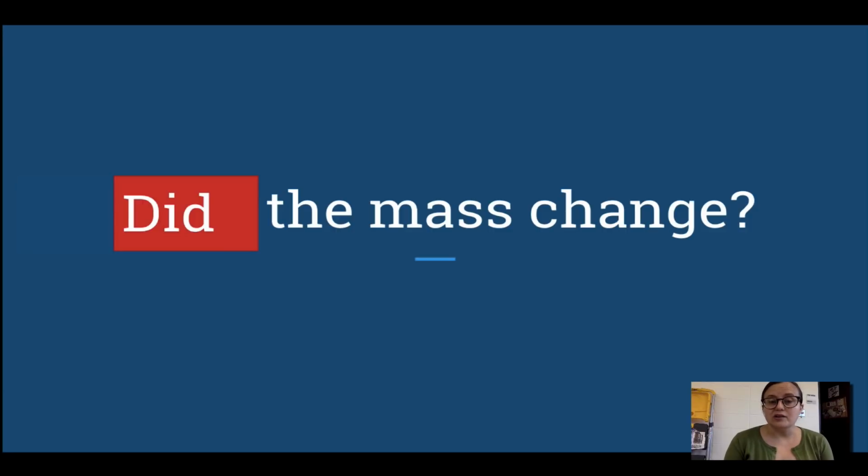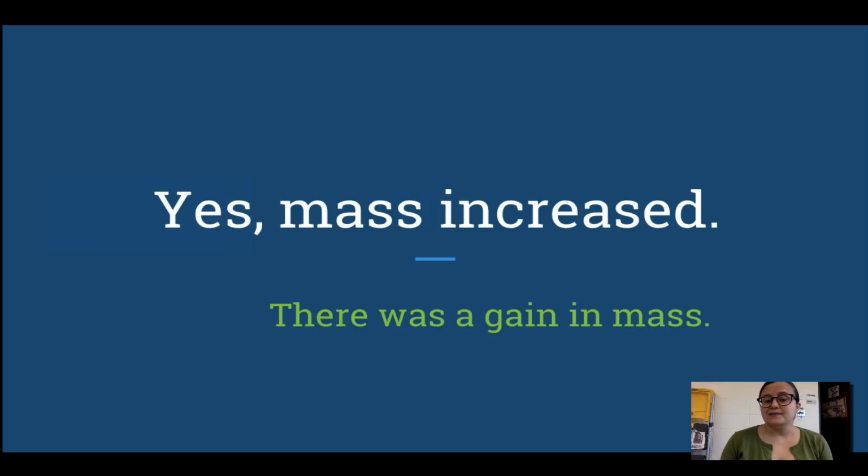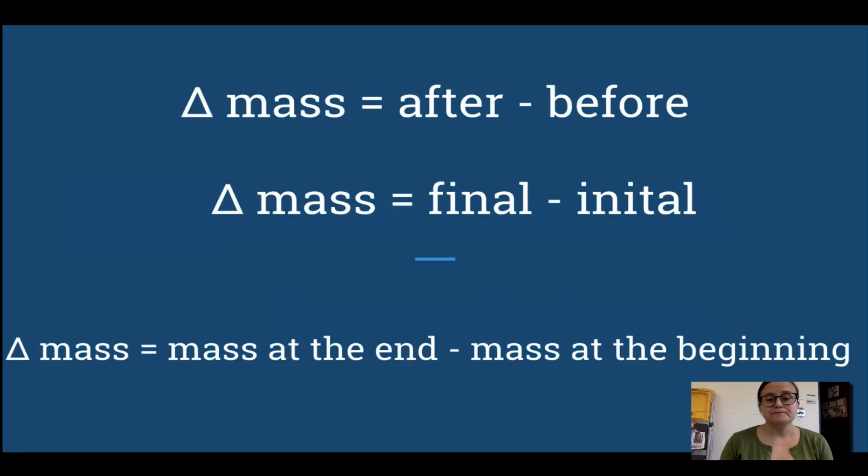So in 2.1, we dissolved salt in water, and our question is, does the mass change? Now that we have all of our data, we can make a histogram to answer the question, did the mass change? There are three possible answers to this question, no matter what lab we're doing. The first answer is no, the mass didn't change. Another possible answer would be yes, the mass increased. If the mass increased, we gained mass or gained matter. We could also say that yes, the mass decreased. There was a loss in mass, or we lost matter.